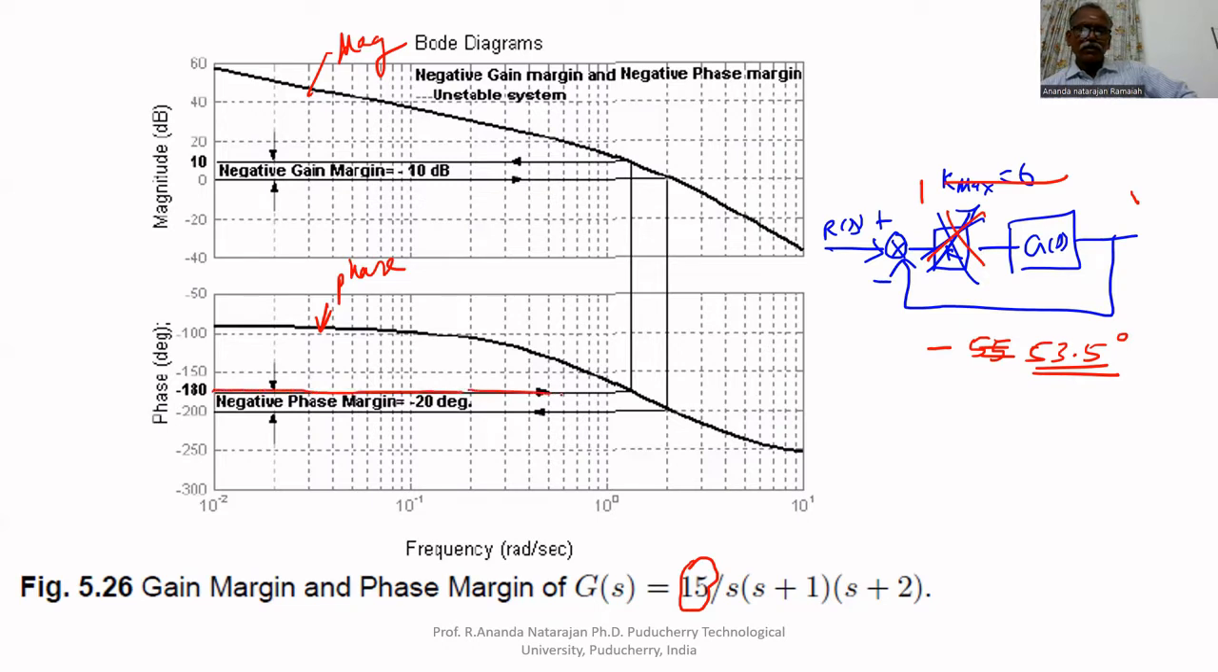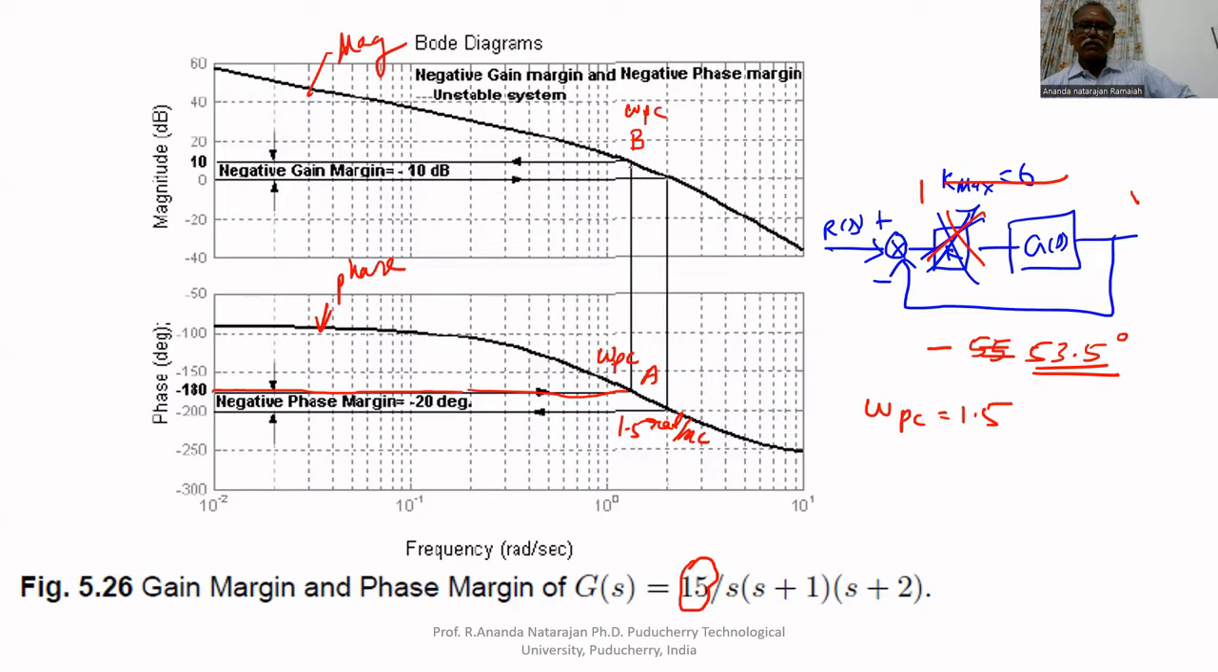180 degree. That cuts the phase plot at A. That is called phase crossover frequency. In this case, this is 1, this is 2, this is 1.5 radians per second. So, phase crossover frequency, omega PC is 1.5. Draw a vertical line. It cuts the magnitude plot at B, omega PC.